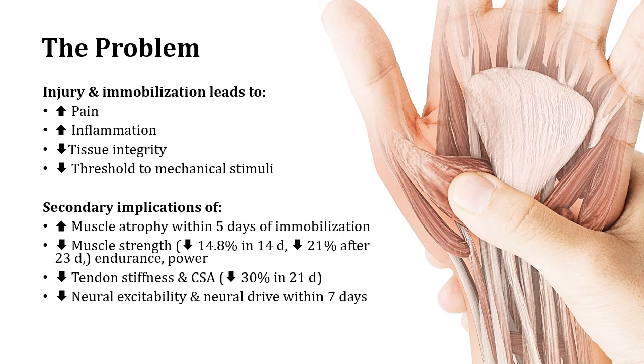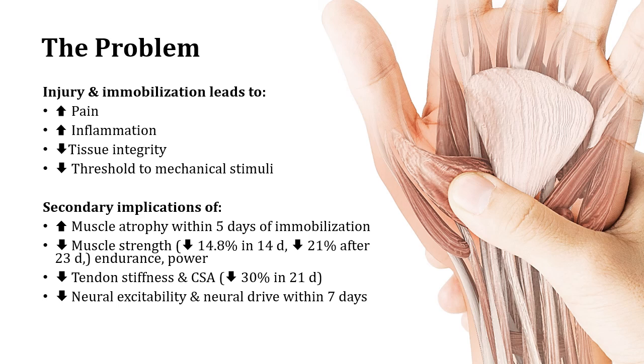So you have increased muscle atrophy within 5 days of immobilization, a decrease in muscle strength, almost 15% reduction after 14 days of immobilization. That increases to 21% after 23 days, where you also get a reduction in muscle endurance and power. Tendon cross-sectional area as well as stiffness reduces by 30% within 3 weeks. There's also neural adaptations. The neural excitability is reduced, as well as a neural drive as little as within 7 days.